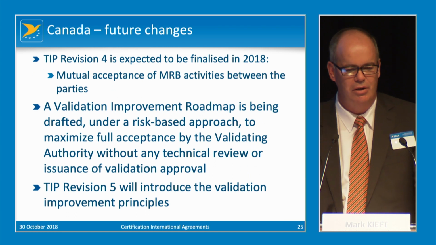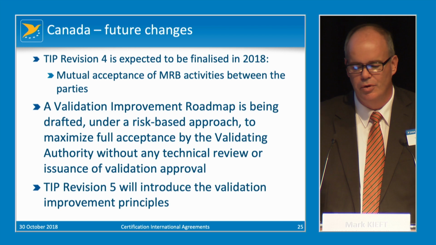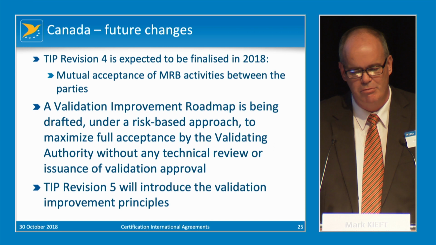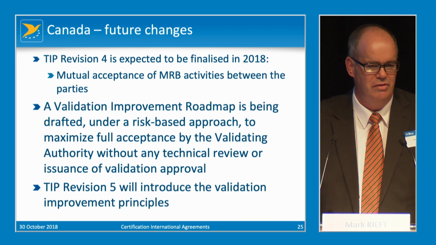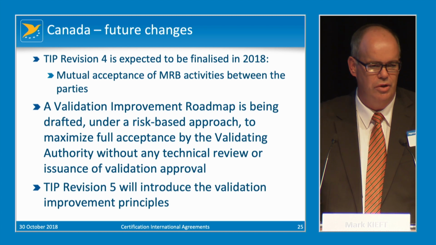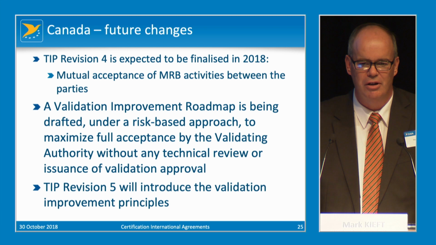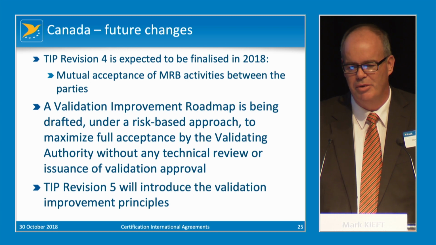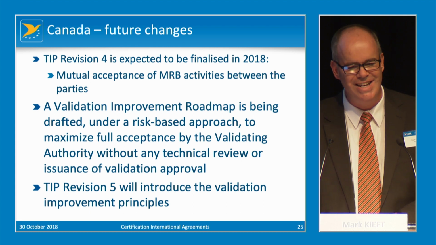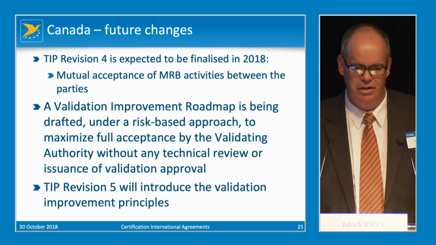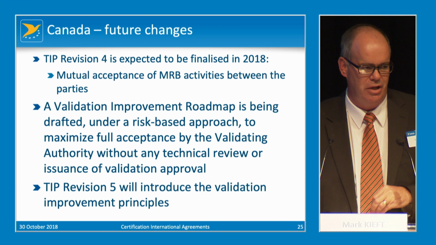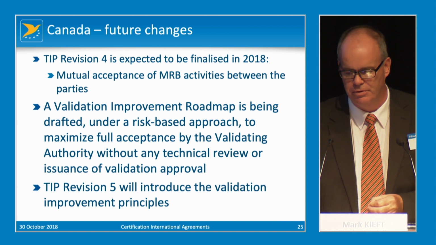Future changes that are happening with the Canadian documents. TIP Revision 4 is coming, and it is going to bring about mutual acceptance of MRB activities. MRB activities, as you probably know, are quite time-consuming, and this change will, like with the USA's TIP, bring about full mutual acceptance of MRB activities. That means EASA will no longer be involved in any Canadian products' MRB activities, and Transport Canada will no longer be involved in any European products' MRB activities, the same as with the USA.